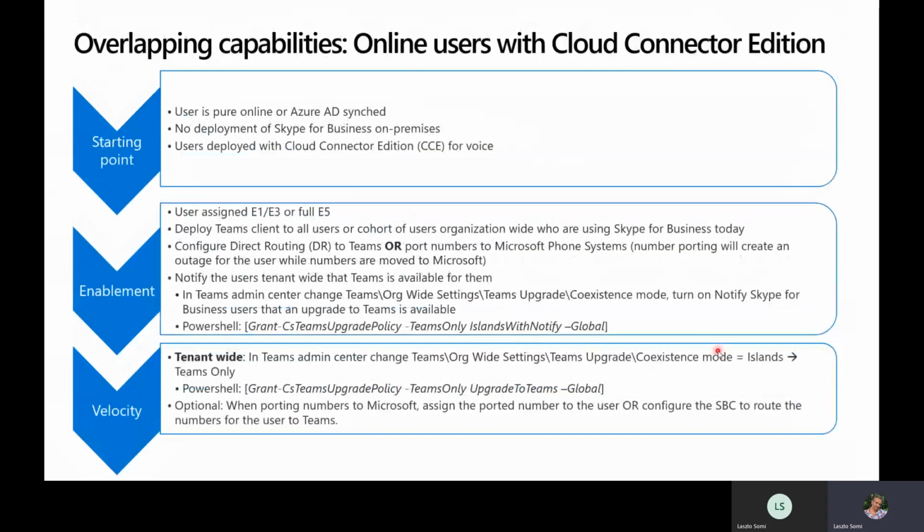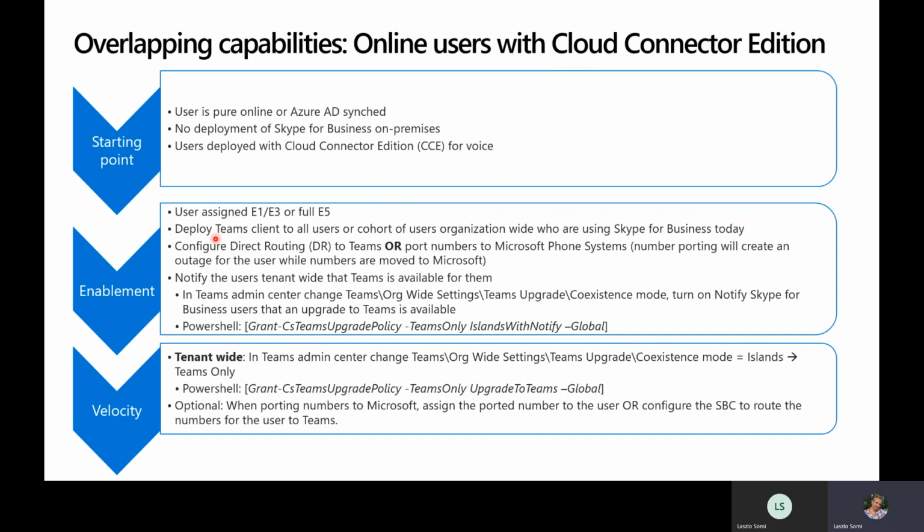Same scenario with Cloud Connector Edition for the users. So our starting point is a little bit different. We have Azure AD synchronized, no deployment of Skype for Business on premises, but you have a Cloud Connector Edition service on premises deployed. Let's enable the users. And the enablement is always something you can and should do ahead of time. You assign the license to the users, you deploy the clients for the users.